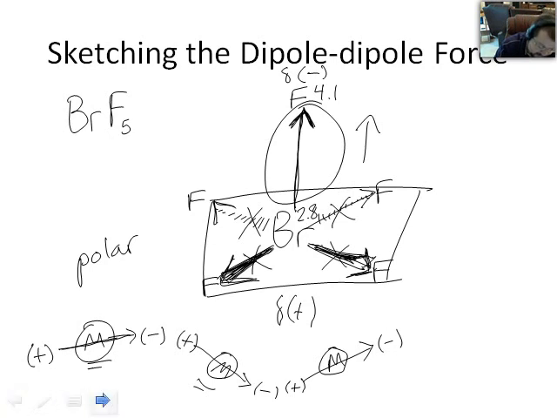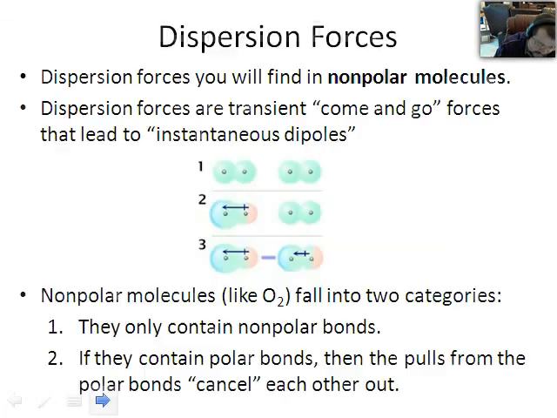Now, the difference between dipole-dipole forces and dispersion forces is that dipole-dipole forces are going to be there permanently. They're called permanent dipoles. Dipole-dipole and hydrogen bonding and ionic forces are always going to have their poles in place. They have permanent dipoles. But dispersion forces are called instantaneous dipoles, or come and go dipoles. They're there one moment, they're gone the next.